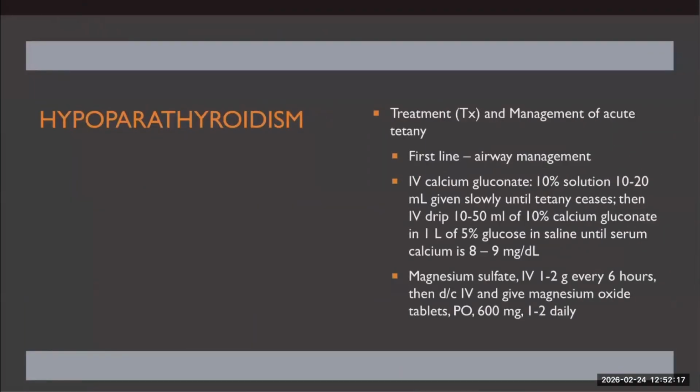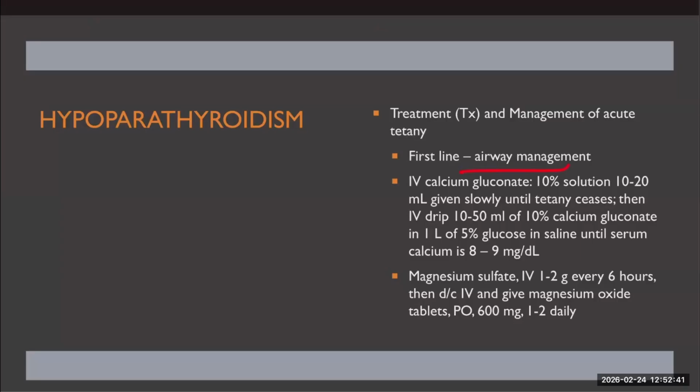Treatment if they have an acute tetany attack. So now they're coming into the ED, they're in tetany, they're having problems breathing. So always first get that airway under control. Then we need to give them calcium. So we give them calcium gluconate IV. You don't need to know all the different ways we give it. Just know IV calcium gluconate for tetany.